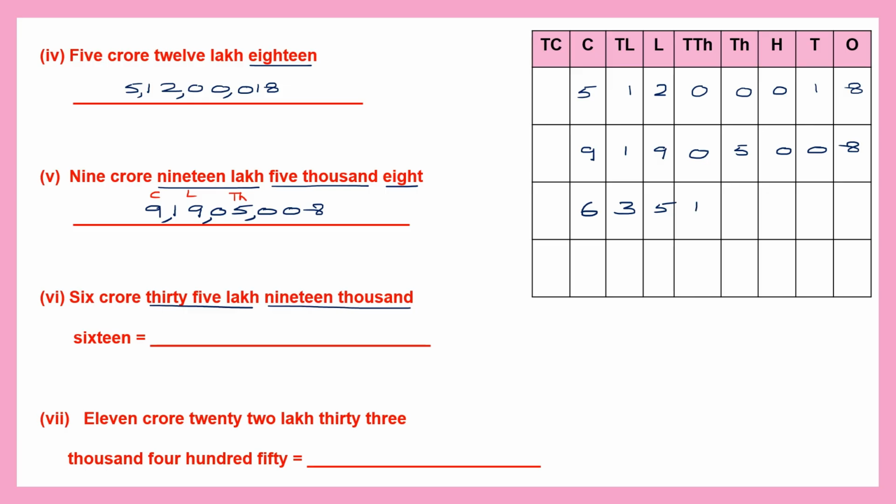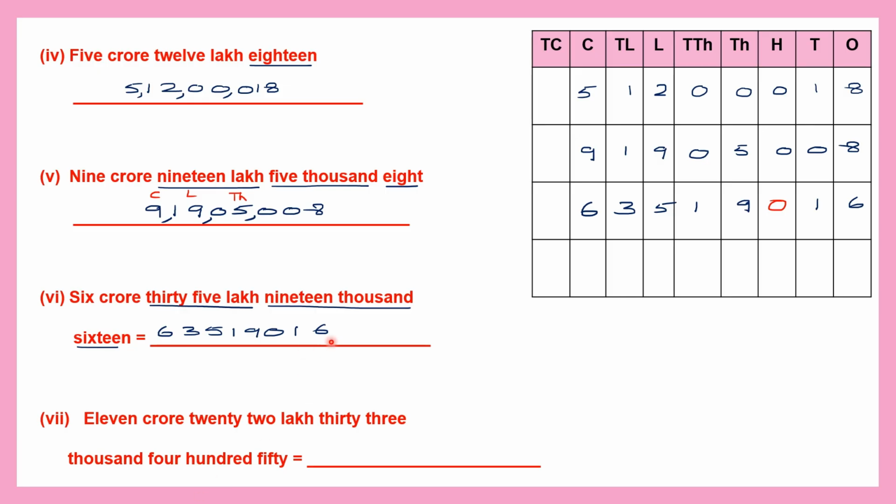19,000. So we have 19 in the thousands period. And 16. 16 will be tens and ones. So what is missing? The hundreds place is missing. So let's put a 0. Now let's write that number. 6, 3, 5, 1, 9, 0, 1, 6.